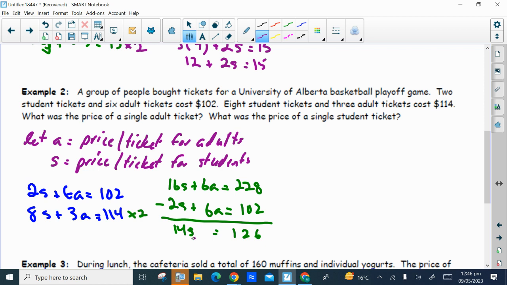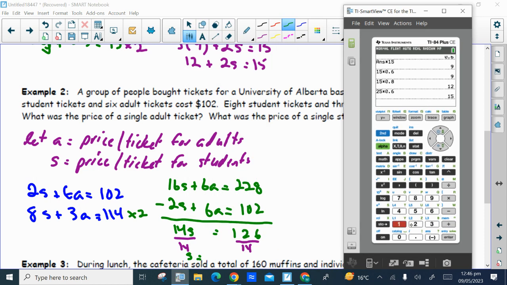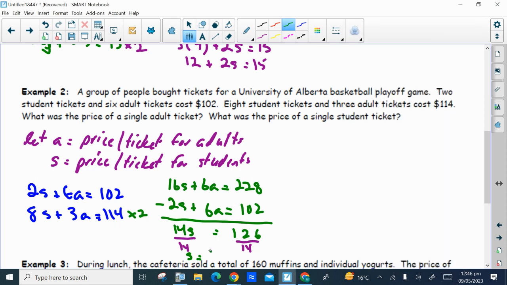So to find out what S is, we'll divide both sides by 14. And that'll give us S by itself. And that'll equal whatever 126 divided by 14 gives you. 9. There's your price for student tickets, $9. We'll take that and plug it into the first equation here in its original form. 2S, which is 9, plus 6A must equal 102. This will allow us to find out what A is.